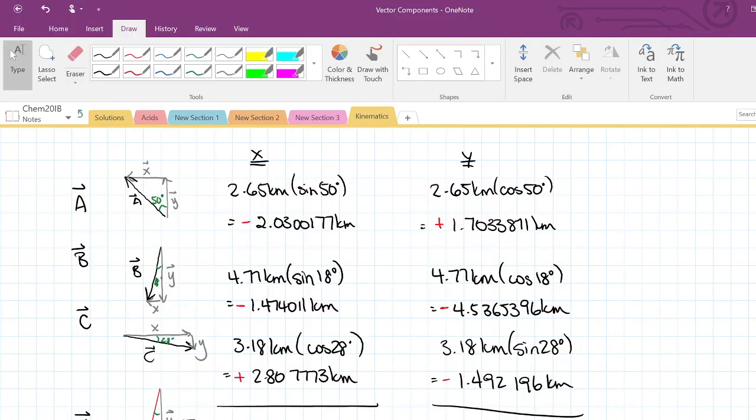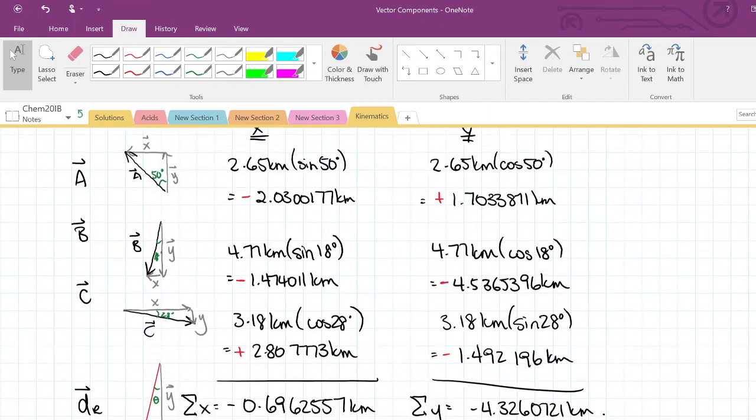I get 2.80773 kilometers, and because this x is pointing due east, I have to insert a positive sign because east is positive based on my Rosetta. My y vector is opposite my 28-degree angle, so I have to use sine. I'm going to take 3.18 kilometers times sine 28 degrees, and I get 1.492196 kilometers. Notice that y has to point due south, so I have to insert a negative sign.